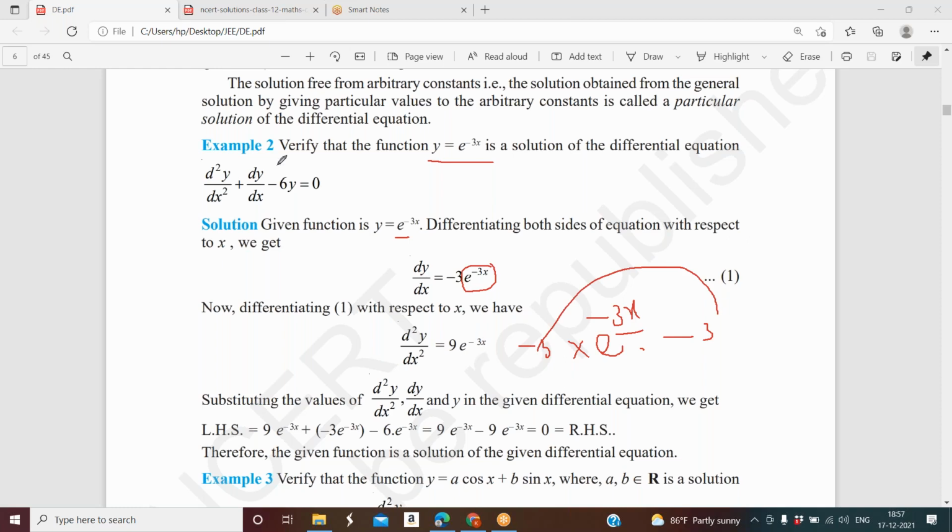Now I'm going to substitute these two values in the equation. For d square y by dx square I substitute 9 e power minus 3x, for dy by dx I substitute minus 3 e power minus 3x, and minus 6 times y, where for y I substitute e power minus 3x. So what do you get? 9 minus 3 is 6, so 6 e power minus 3x minus 6 e power minus 3x, and we get 0. So LHS equals RHS. It is verified, which means this is a solution for this differential equation. Since it satisfies the equation, it is the solution for the given differential equation.